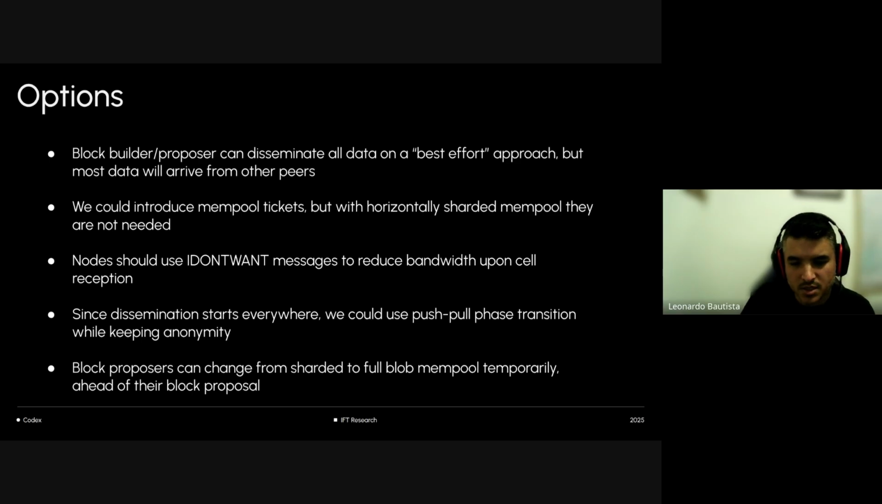Now, since dissemination starts everywhere, we could use push-pull phase transition, and this is very advanced. I don't know if people are familiar with the push-pull phase transition that we proposed a couple of months ago. The problem with it was that it was reducing anonymity for the nodes in the network. But through this strategy, since the dissemination starts from everywhere and not only from the block builder, you regain that anonymity in the network. And this is a nice feature.